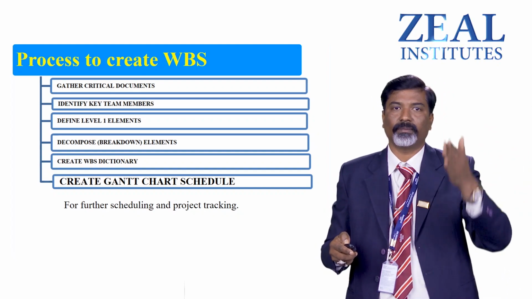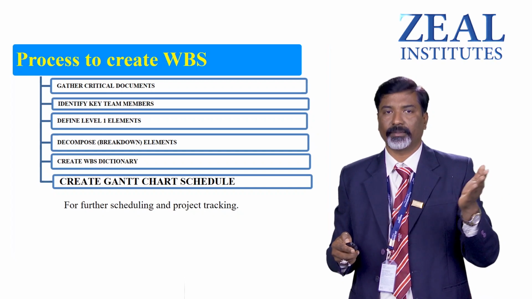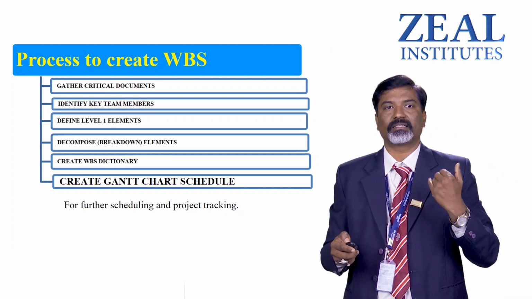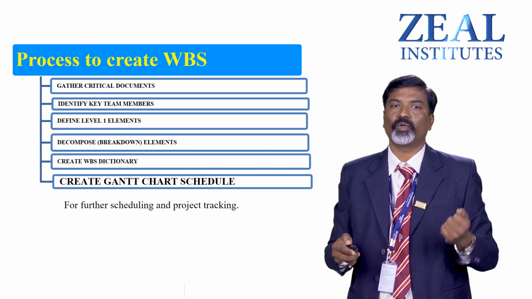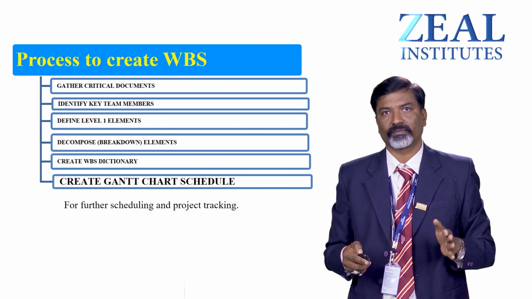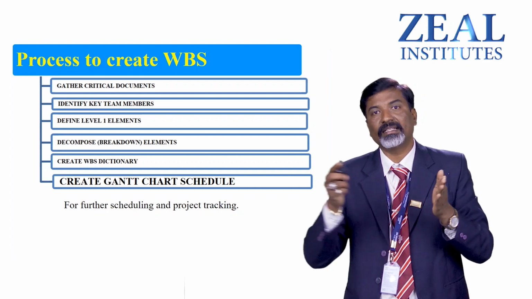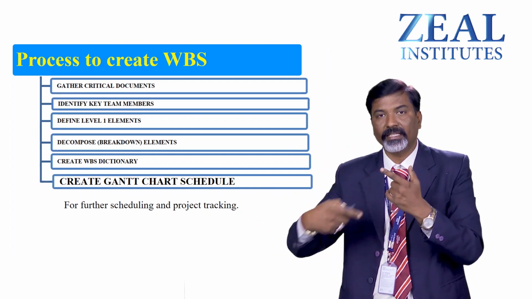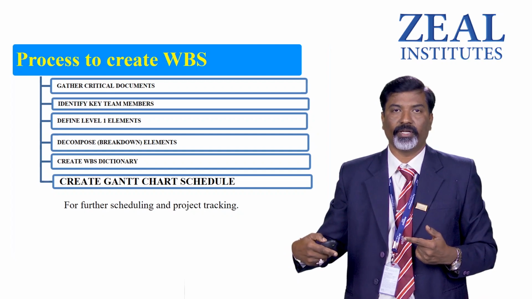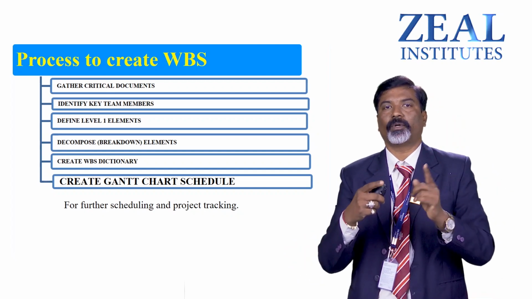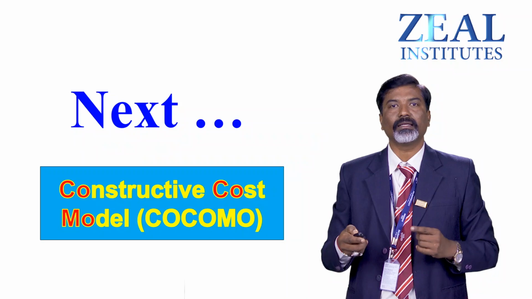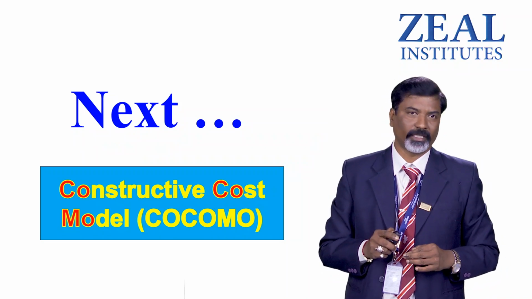So in preparing a work breakdown structure, the sixth activity is that you have to create the Gantt chart schedule, which gives tasks and their durations, and the sequence of task activities. Those things are represented with the help of a Gantt chart. This is about creating a work breakdown structure.